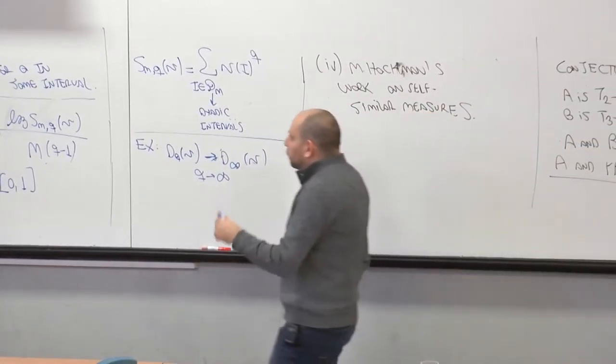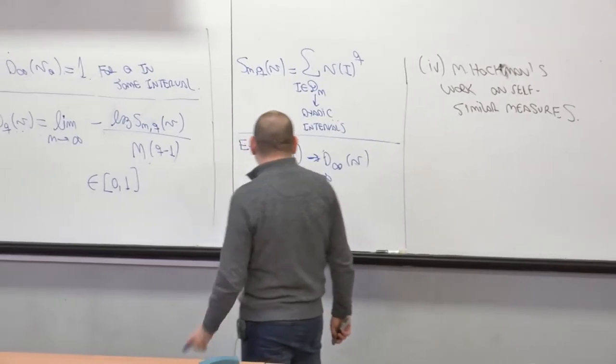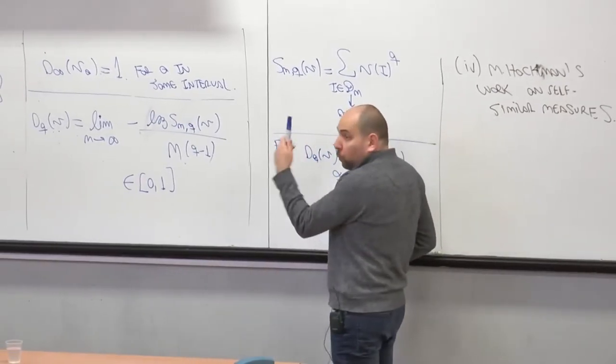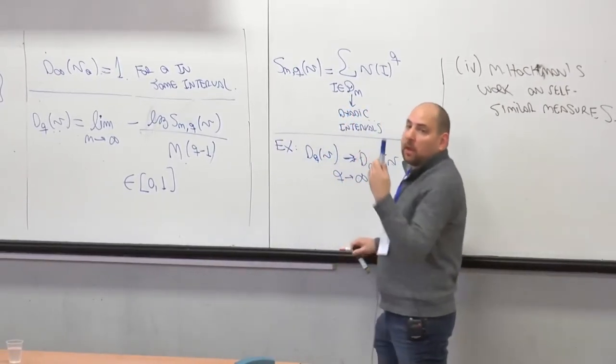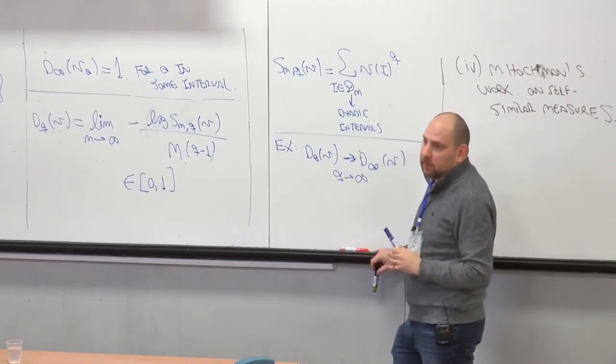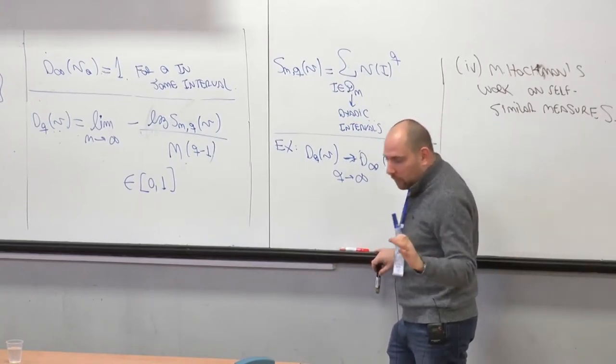So it is enough to show, a further reduction, that dq of mu theta, the dq of these projections, is 1 for every q, for every theta. And this is what I really proved.